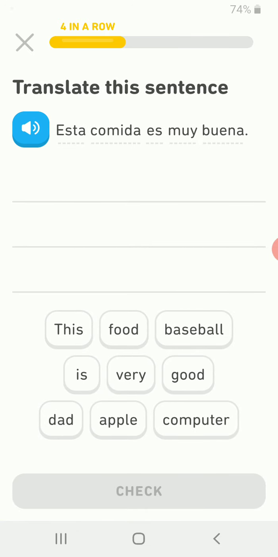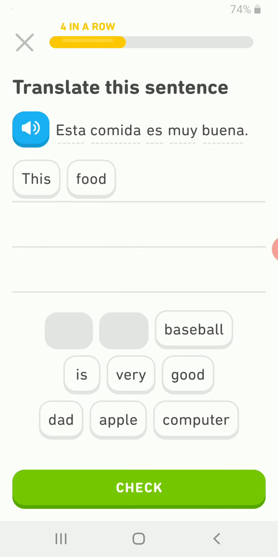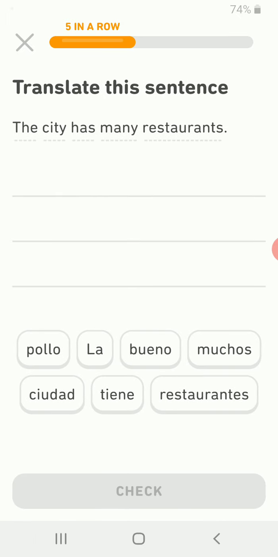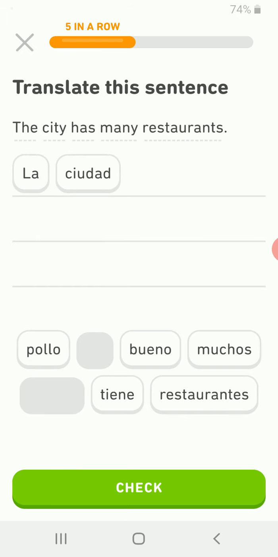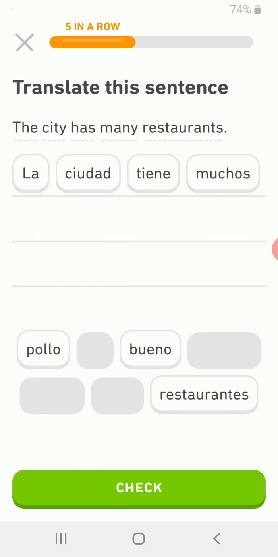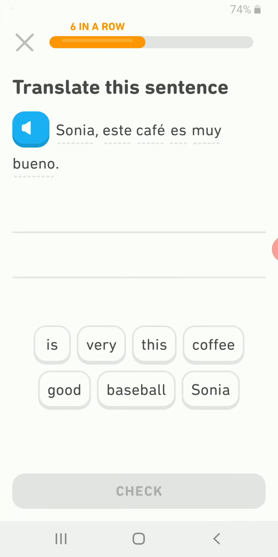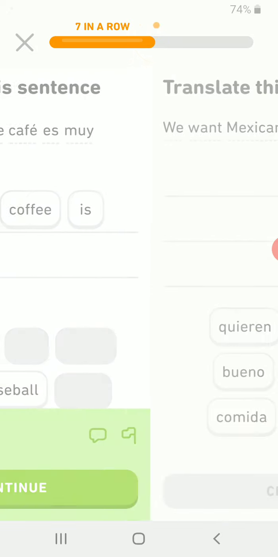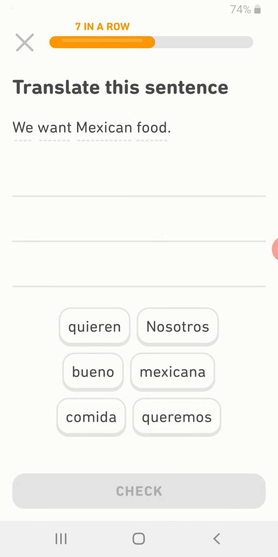Phone, teléfono. So another new word here is pollos, chicken. Esta comida es muy buena. So the food, this food, esta, is very good and very easy. But we also have some new words. So the city has la ciudad. Tiene muchos restaurantes. Sonia, este café es muy bueno. So Sonia, this coffee is very good. Easy.